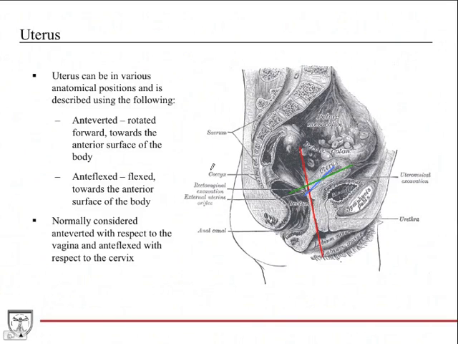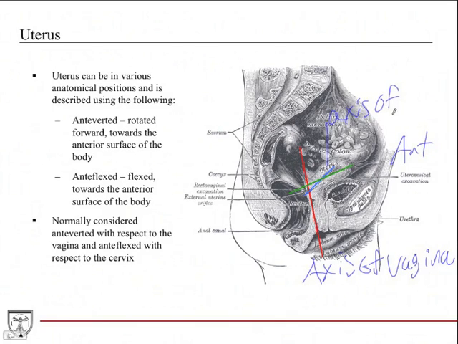Now, the uterus can be in various anatomical positions, and the normal position is described as the following. It's anteverted, which means it's rotated towards the anterior surface of the body. So here's our anterior surface of the body. Now, let's go through these lines here. This red line here is the axis of the vagina. And then this blue line here is the axis of the cervix. And then this green line here is the axis of the uterus, or the body of the uterus, you could think of.